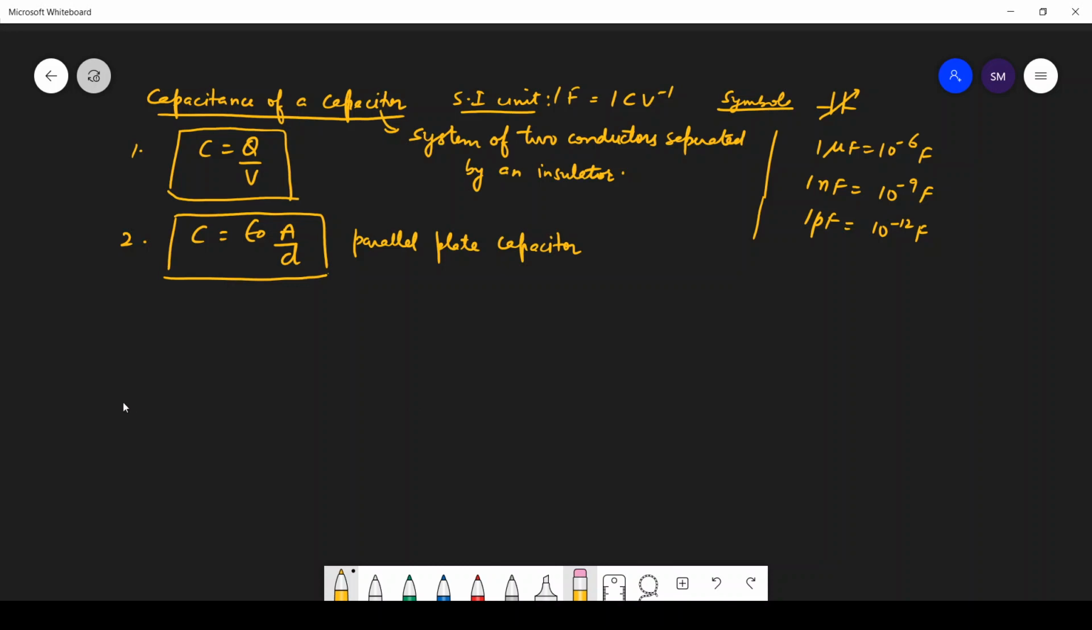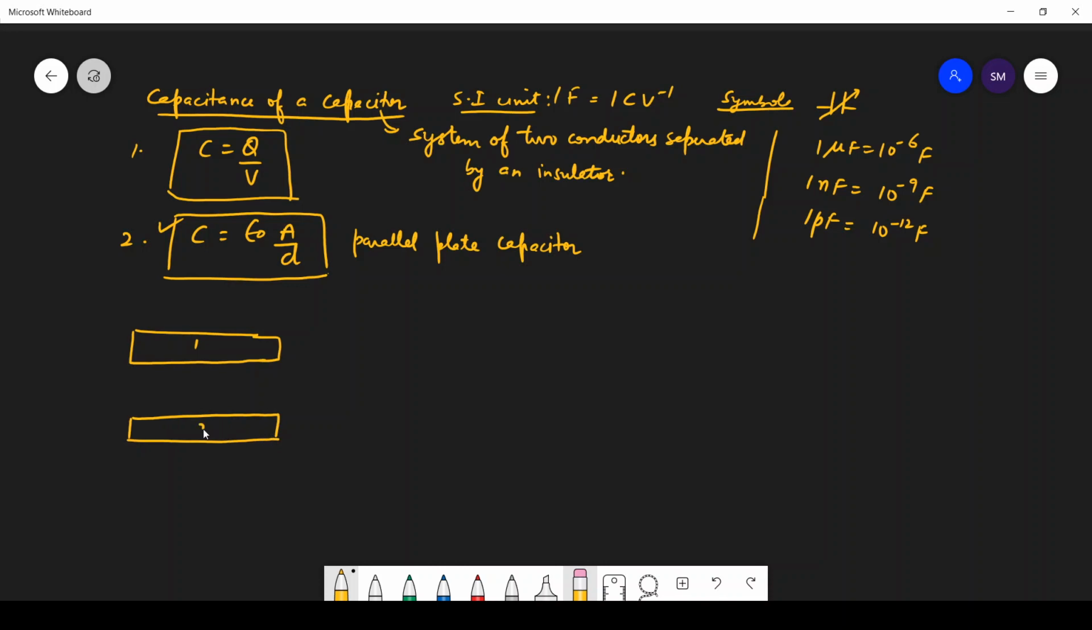Now if we derive this formula, this is quite simple and it is very important from the examination point of view. So definitely we are going to have a question from the capacitor. It's sure that in the board exam you will have a question from the capacitor.